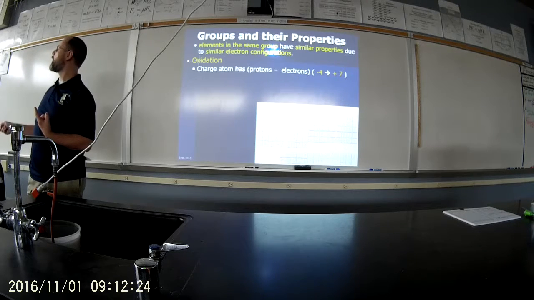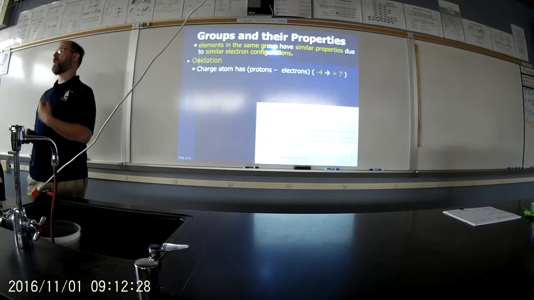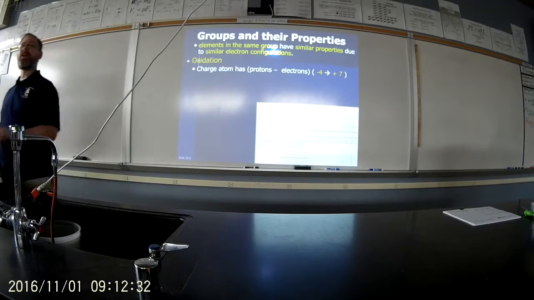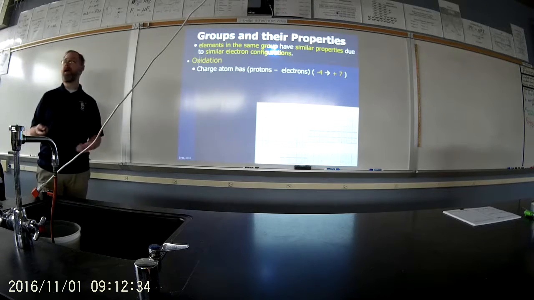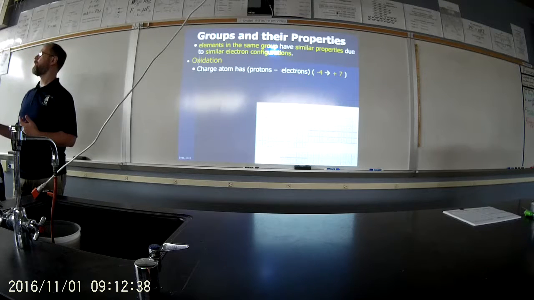The noble gases are what? 0. They already have their octet completed. They don't need any more. So that's oxidation. It is the charge an ion has when it has completed its octet. +1, +2, +3, plus or -4, -3, -2, -1, 0.